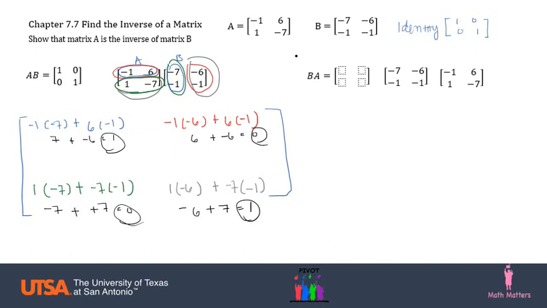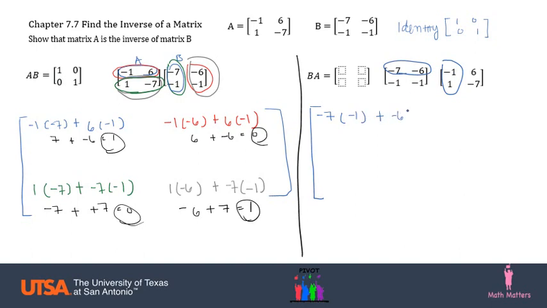Now we are going to multiply matrix B with matrix A. It's pretty much the same thing, but just different values. So let's do this again. So we have row 1 times column 1. So we have negative 7 times negative 1 plus negative 6 times 1. And then we have row 1 times column 2. And it goes right here. So we have negative 7 times 6 plus negative 6 times negative 7.